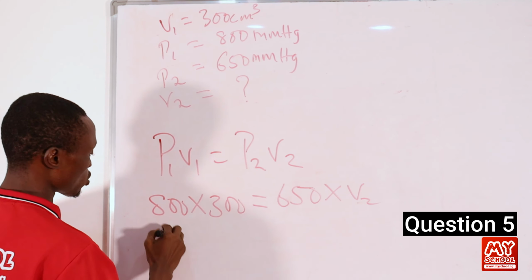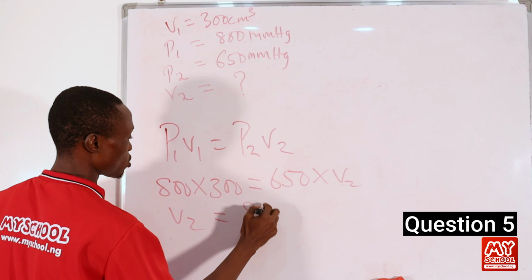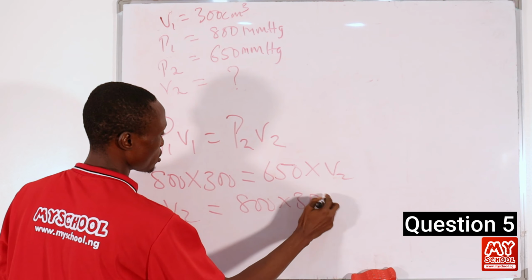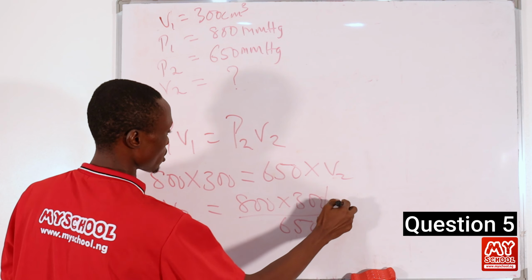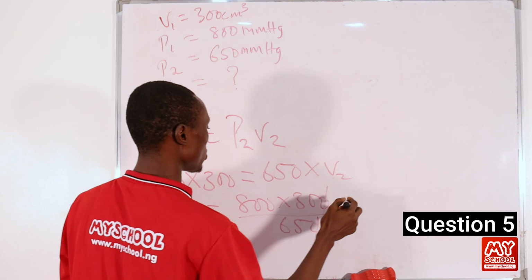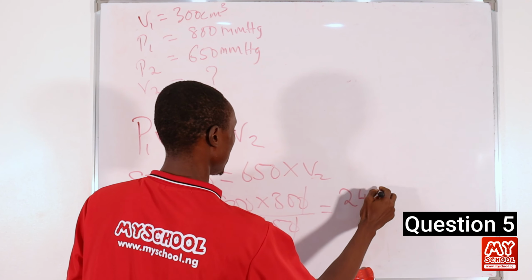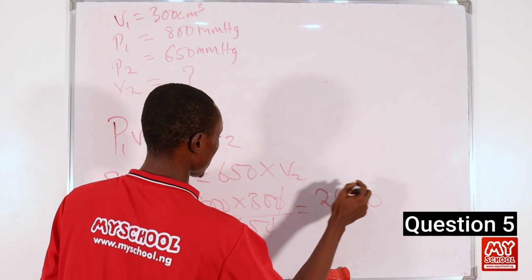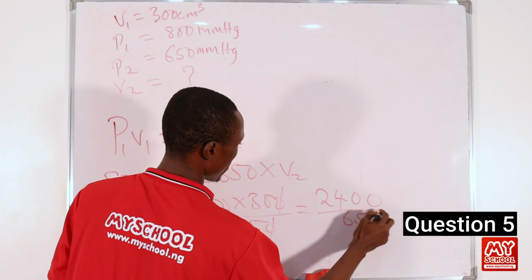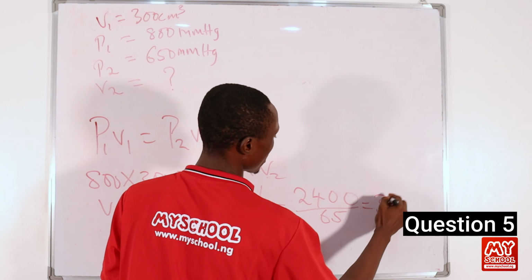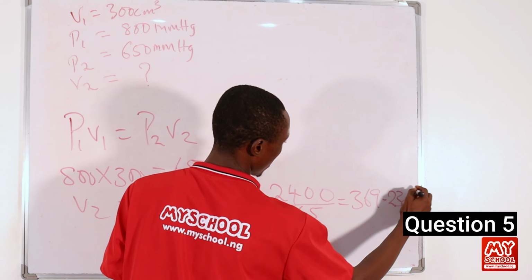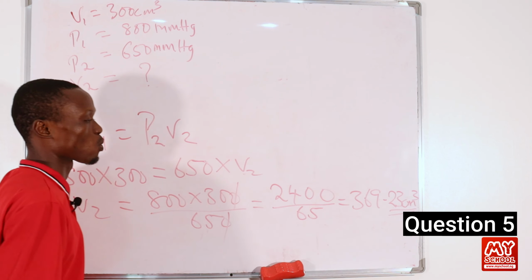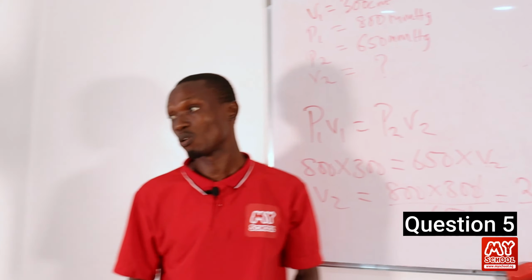So we make V2 the subject of formula, so that we'll be having 800 times 300 all over 650. So the 0 will cancel out 0, right? If we multiply this out, this will give us 2,400 divided by 65. And this will be equal to 369.23 centimeter cube.